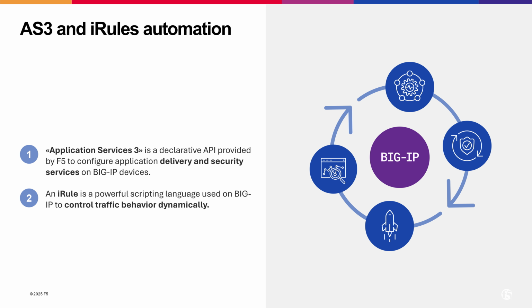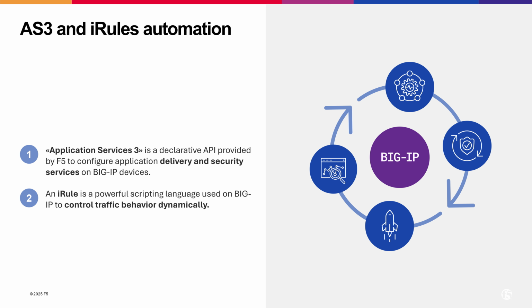An iRule is a powerful scripting language used on BIG-IP to control traffic behavior dynamically. iRules can inspect, manipulate, and direct traffic based on customizable conditions. They are typically used for load balancing decisions, content-based routing, security enforcement, and application optimization.